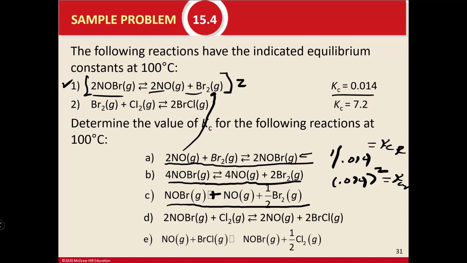So you know it's not flipped, but the coefficient has gone from 2 to 1 for this. All right, so that means you multiplied by what? Well, that means the multiplier was 1/2. And so this is going to be 0.014 raised to the 1/2 power, and it could be written as the square root of 0.014. Those mean the same thing, and that's going to give you the equilibrium constant for this reaction.